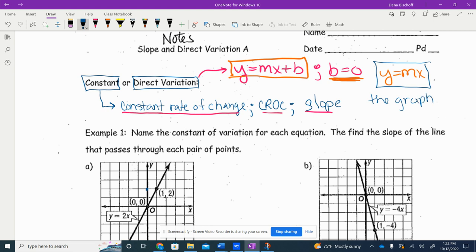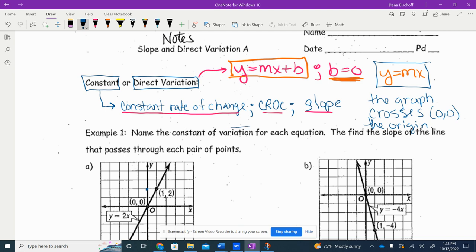where does it cross the y-axis? Yeah, and I'm going to put that it crosses the point 0, 0. What do we call that point? The origin. The origin, good job. So all of the graphs that we worked with today are going to go through the origin, or the y-intercept is going to be 0, okay?